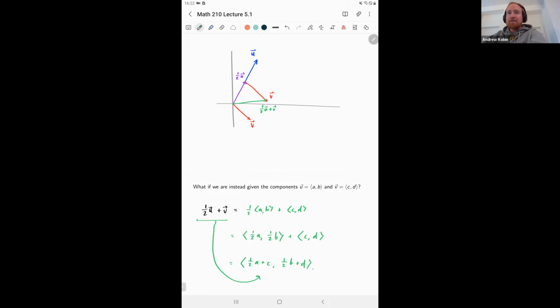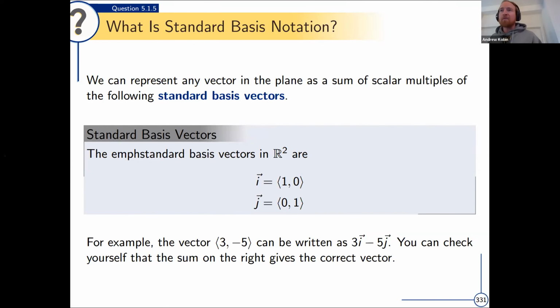So let's return to the lecture slides. I want to introduce one more type of notation that you might see. I won't use this too much in class, but it's a good one to know about, especially if you're going to study any sort of physics.